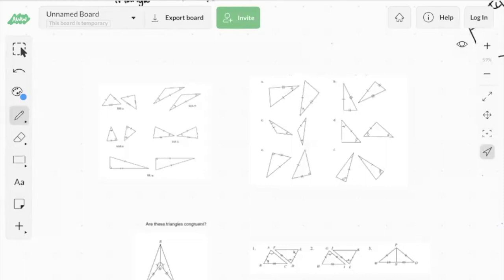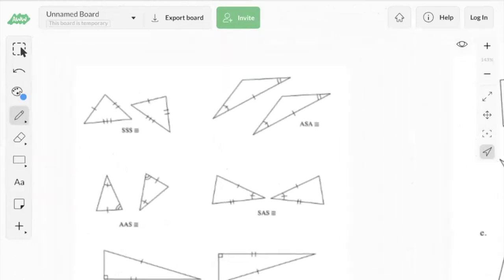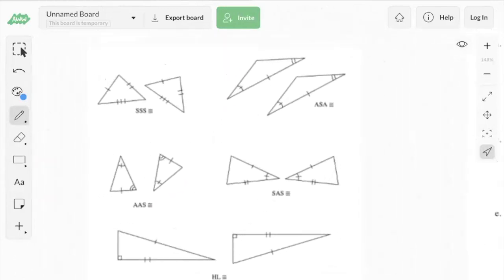Here there are five ways we can tell that two triangles are congruent. The first way is SSS, and this stands for side-side-side congruency. This means that if all three sides are equal, so we have three pairs of equal sides on each triangle, this means that the two triangles are congruent. The other way is ASA, which stands for angle side angle, in that order specifically.